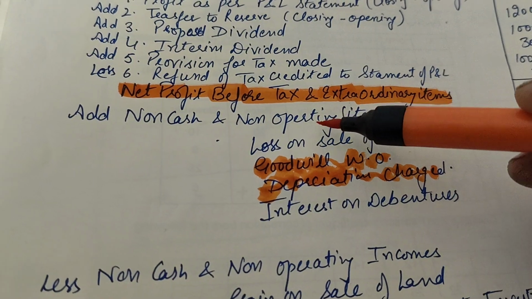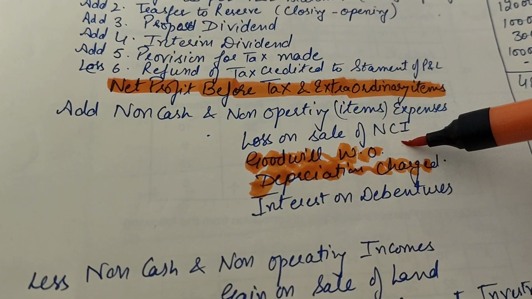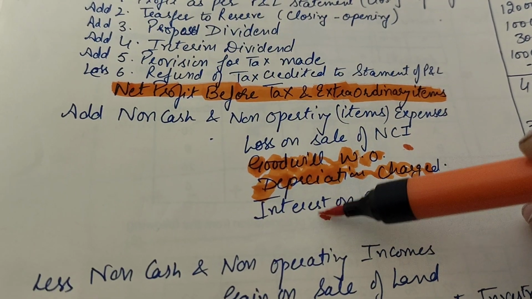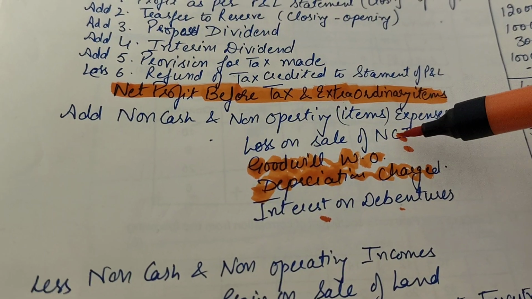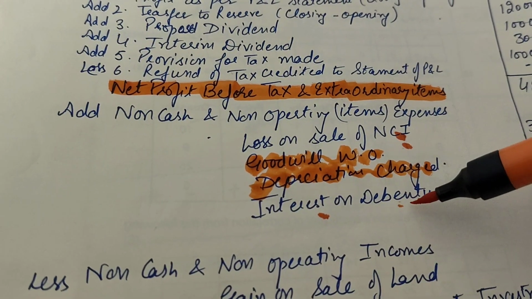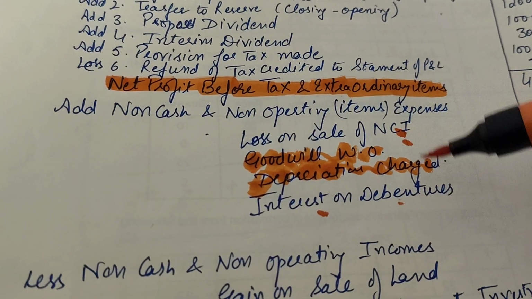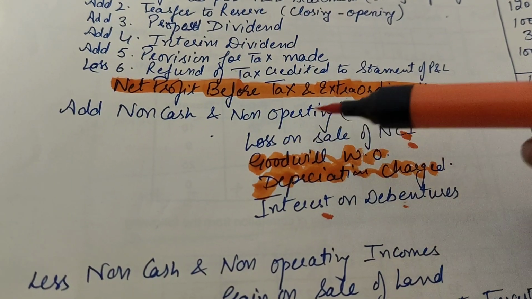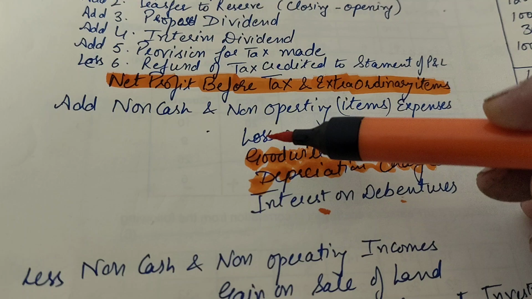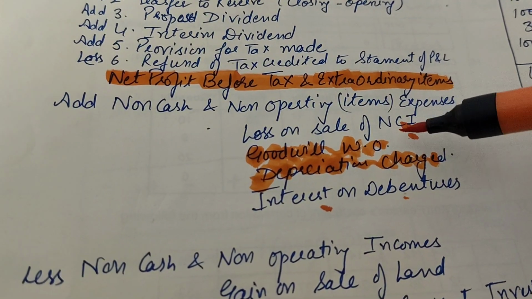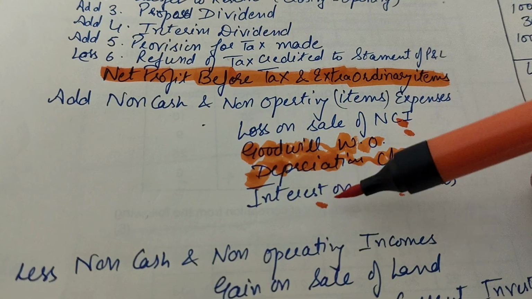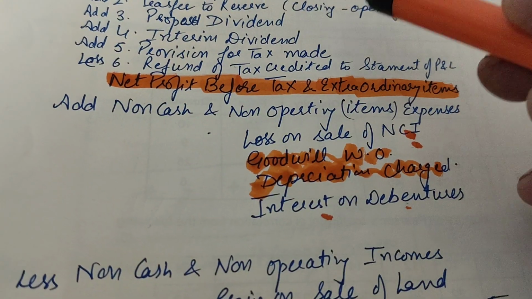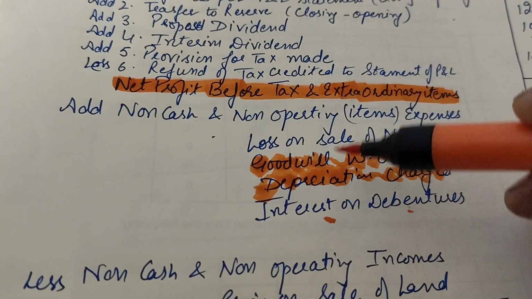Then non-operating items, like the sale of non-current investments or the debentures, right? On the debentures we have to pay interest. Non-current investment is an investing activity and debentures is a financing activity. So anything paid because of them, or any loss on the sale of them, should also be excluded. Loss on the sale of non-current investment was deducted, so now it is added. And interest on debentures, which is a financing activity, should also be added to your operating activity, right? So these both are added.